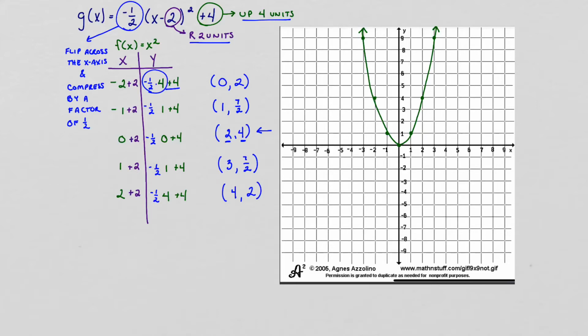So now we can go ahead and graph this, and we'll note that we have (0, 2), (1, 3.5), (2, 4). It's kind of a coincidence that they actually land on one of the parent function points. Then we have (3, 7/2), or 3 and 3.5, and then (4, 2). So we'll go ahead and sketch that in.